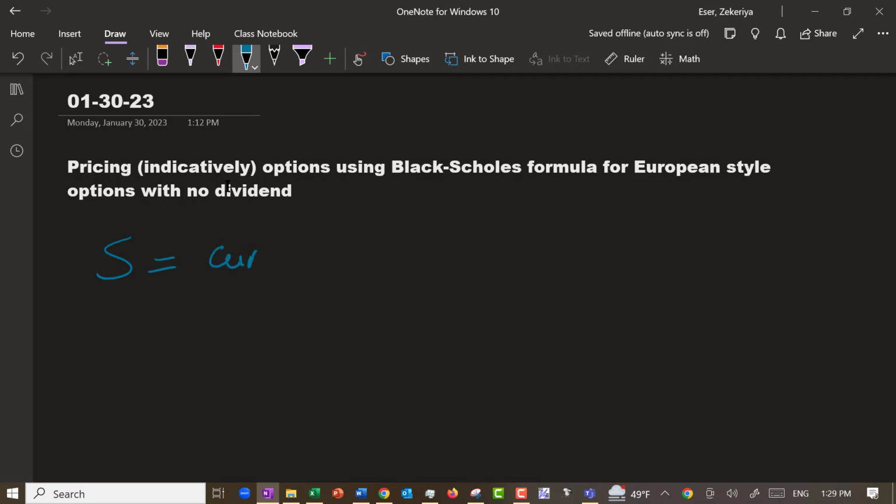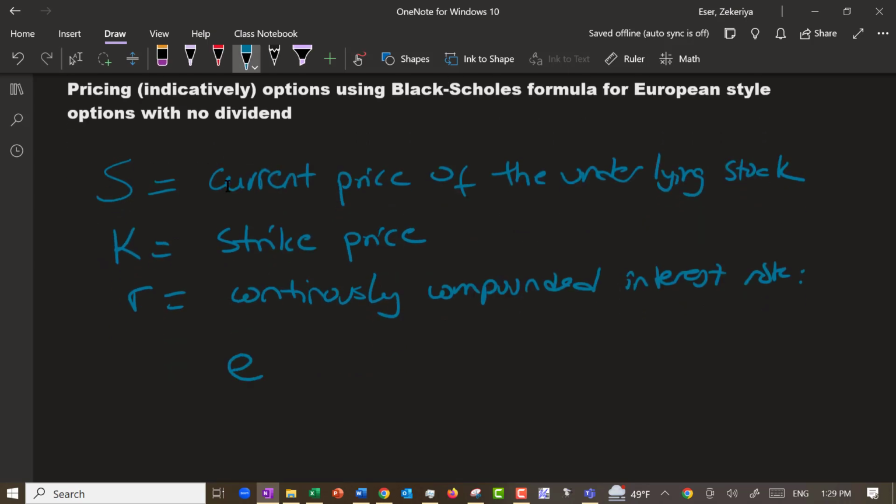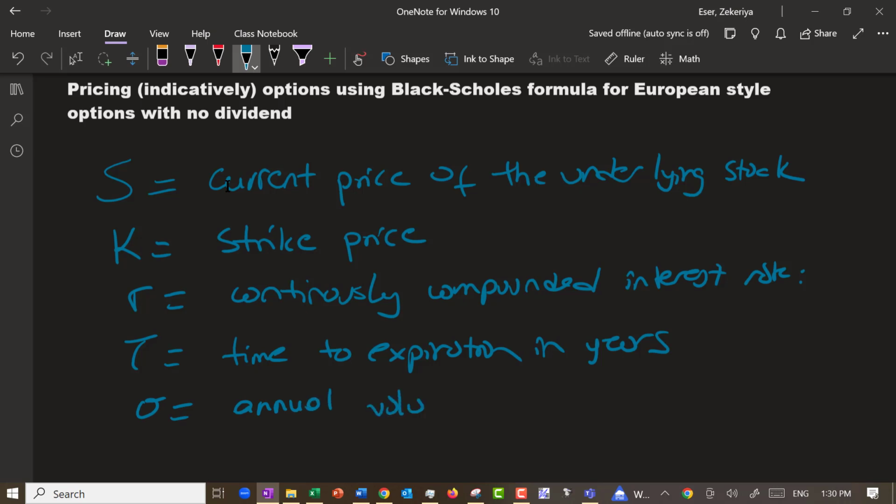S is the current price of the underlying stock or security. K is the strike price. R is the continuously compounded interest rate, which means, and let me write the time to expiration in years. Sigma equals annual volatility.